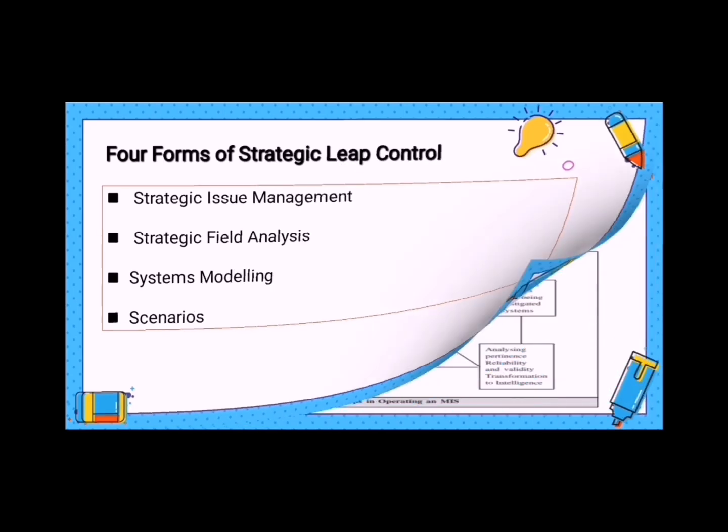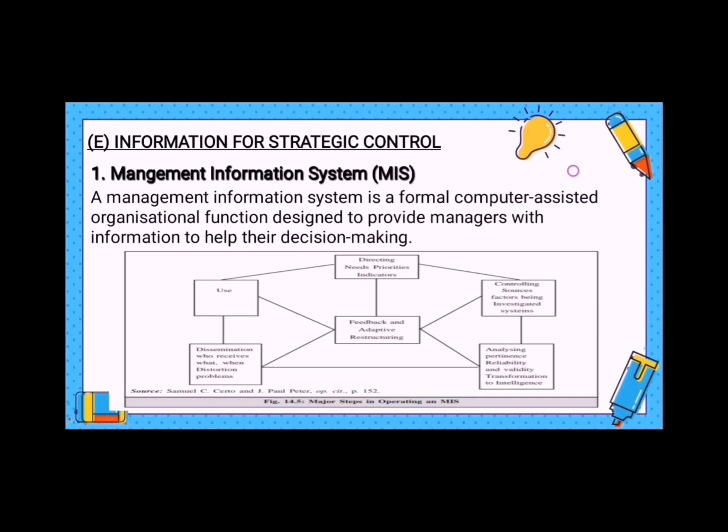So now, let's proceed to letter E, information for strategic control. Having accurate and reliable information about various measures of organizational performance is highly essential for successful strategic control. Organizations should develop and implement formal systems to collect valid, reliable, and timely information. There are two information systems. First is the Management Information System, also known as MIS, and the second one is Management Decision Support Systems, or MDSS. Number 1. Management Information System, or MIS.